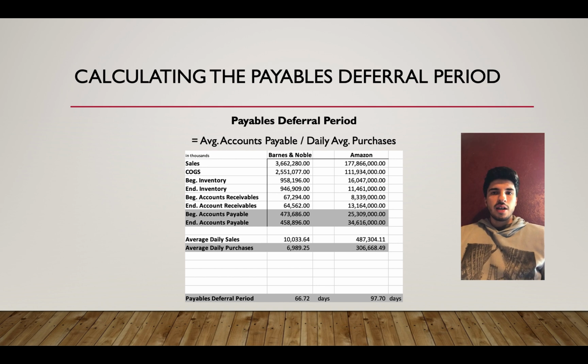Next, we calculate their payables deferral period. We take their average accounts payable and divide that by their average daily purchases. For Barnes & Noble, we get 67 days, and for Amazon, we get 98 days. This measures the average amount of time between when a company purchases supplies, material, and labor from its suppliers on accounts payable and when it pays for them.